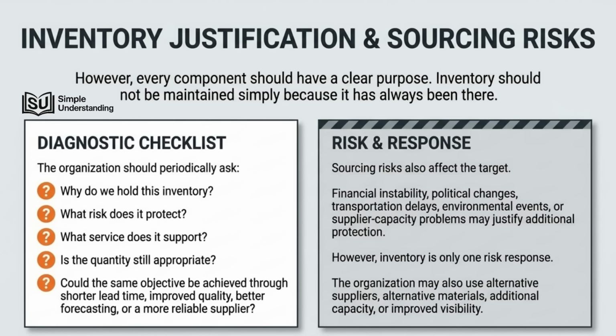Sourcing risks also affect the target. Financial instability, political changes, transportation delays, environmental events, or supplier capacity problems may justify additional protection. However, inventory is only one risk response. The organization may also use alternate suppliers, alternate materials, additional capacity, or improved visibility.